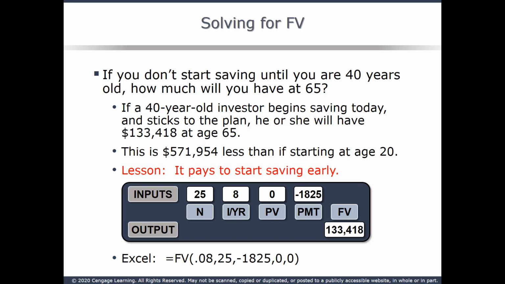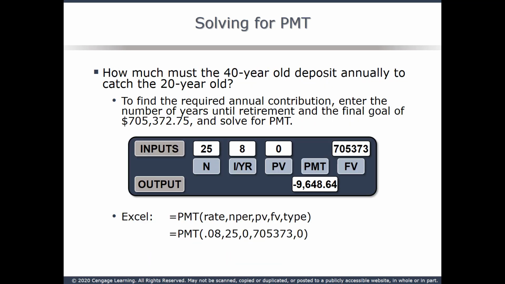If a 40-year-old investor begins saving today and sticks to the plan, he or she will have $133,418 at 65. This is almost $600,000 less than starting at age 20. The moral, start saving early. It pays off. Suppose the 40-year-old wants to catch up with the 20-year-old. How much must he deposit each year to end with the same amount as the 20-year-old?